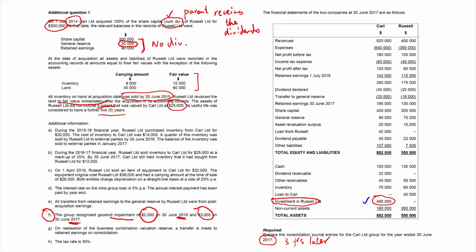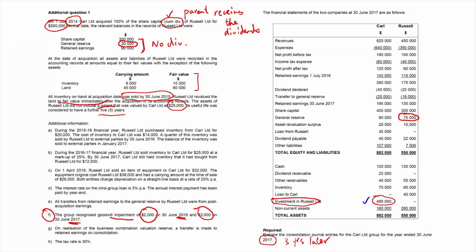This is 3 years later. Let's take a look at the general reserve now. It's actually 75,000, which means that there has been an increase in general reserve. But does it mean that we need a journal under pre-acquisition entries? Remember, we are preparing pre-acquisition. So we need to make sure that the increase in general reserve is actually coming from the pre, not post.